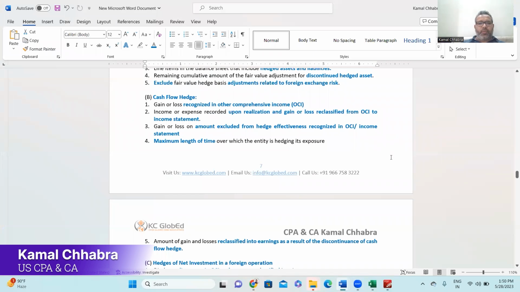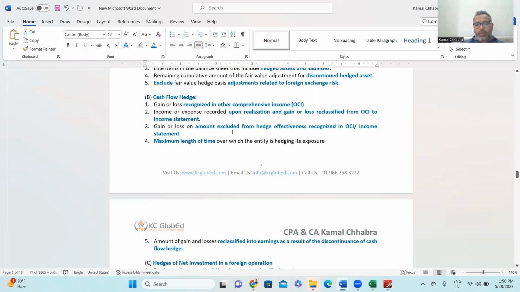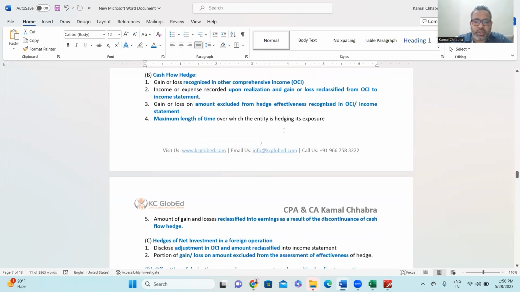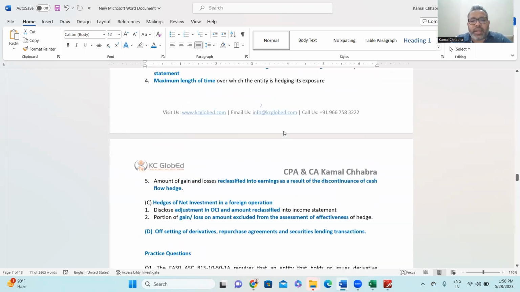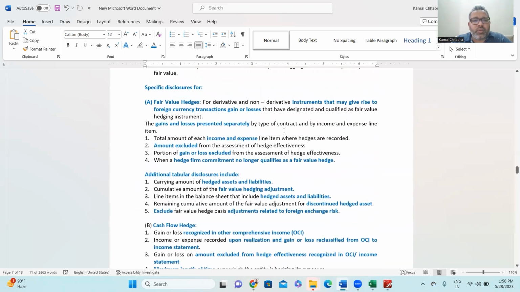Now coming to the cash flow hedge. Gain or loss recognized in other comprehensive income because of cash flow hedge. Then how much you have realized and transferred to the income statement. Then third is gain or loss on account of exclusion from hedge effectiveness. There may be a possibility that a certain amount will not result in hedging because it does not qualify for effective hedge, so that will go to the income statement directly. Then the maximum length of time for which the hedge is exposed, and the gain or loss reclassified into earnings resulting from discontinuance of cash flow hedge. So that you need to disclose.